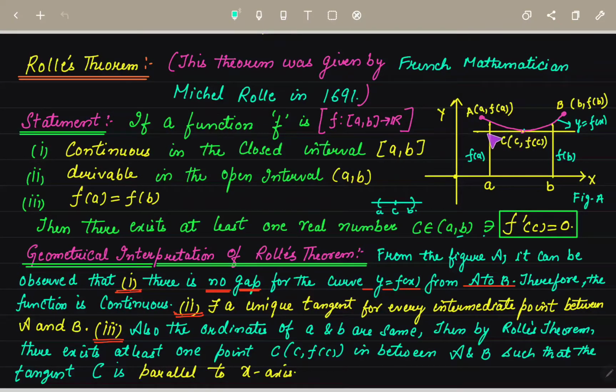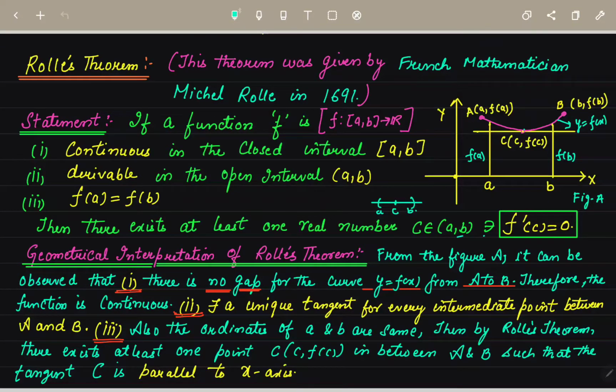Also, there exists a tangent for every intermediate point between A and B. Also, the ordinates at A and B are the same. So by Rolle's theorem, there exists at least one point C in between A and B such that the tangent at C is parallel to the x-axis. This is the geometrical interpretation of Rolle's theorem.